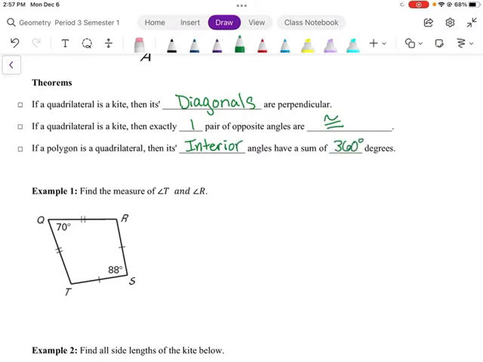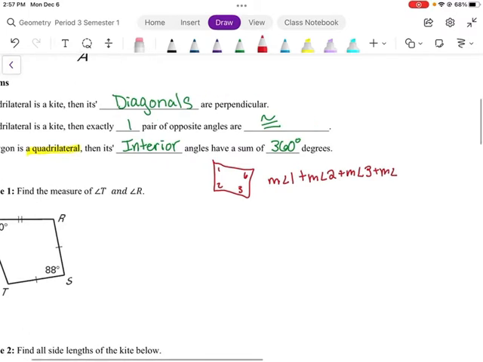So this is true for any quadrilateral. It doesn't even have to be a kite. So anytime we have a 4-sided shape, the sum of the angles are going to add up to 360. So the measure of angle 1 plus the measure of angle 2 plus the measure of angle 3 and the measure of angle 4 are going to add up to 360 degrees.